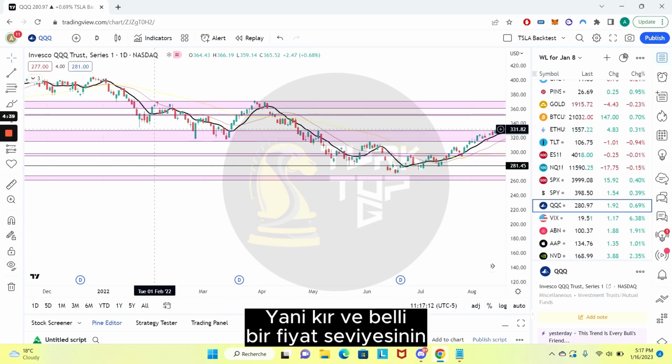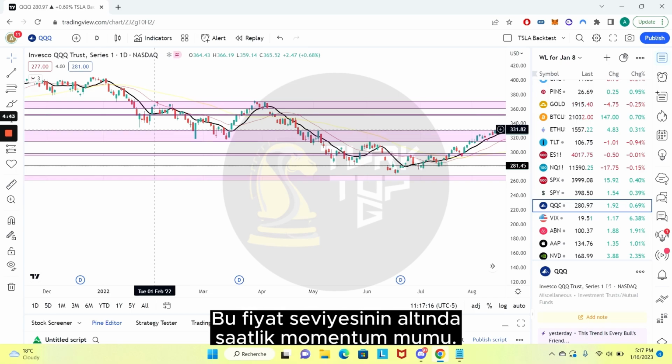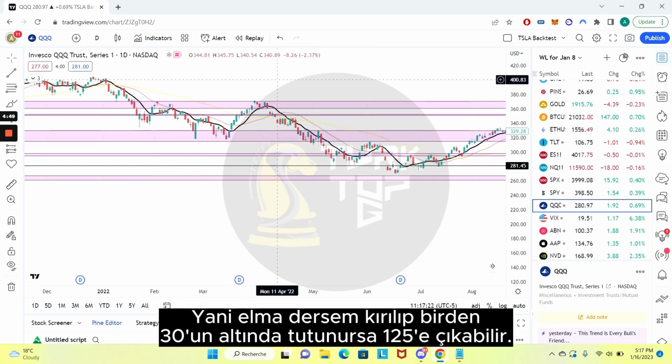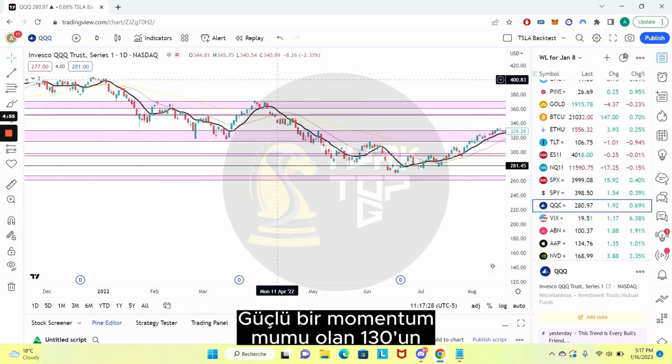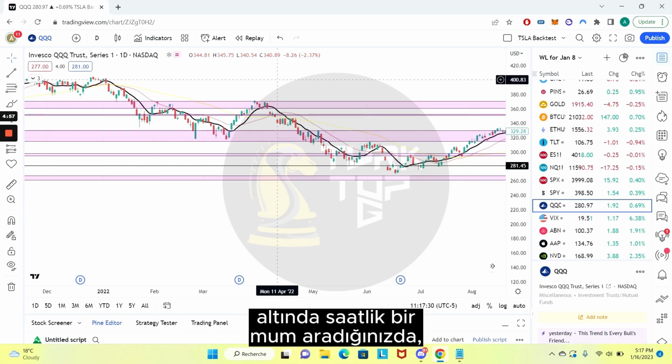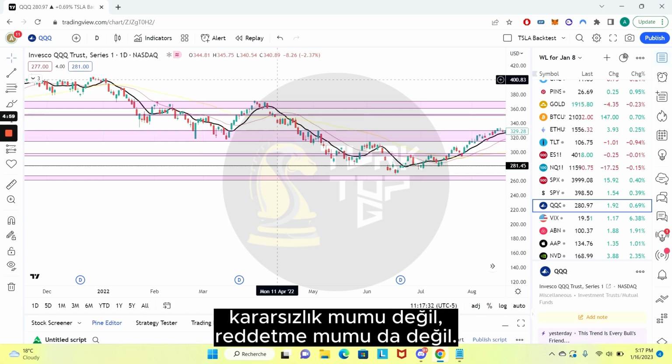Now if you're trading the zones on the daily time frame, you can look for an hourly candle. So when I say break and hold below a certain price level, what you would look for is an hourly momentum candle below that price level. So if I say Apple, if it breaks and holds below 130, it can go to 125. Then you would look for an hourly candle below 130, which is a strong momentum candle, not an indecision candle and not a rejection candle.